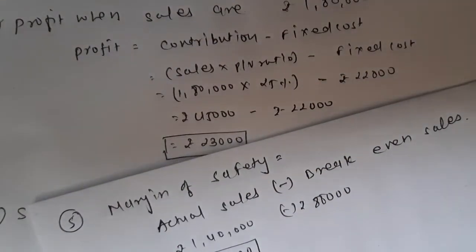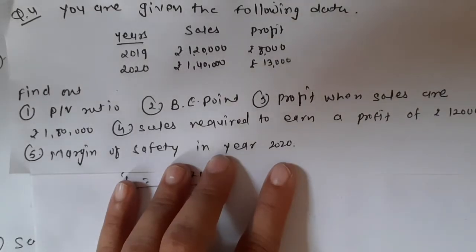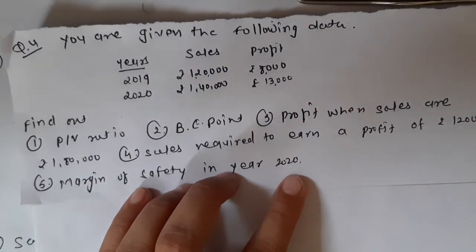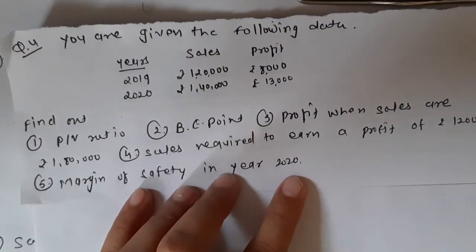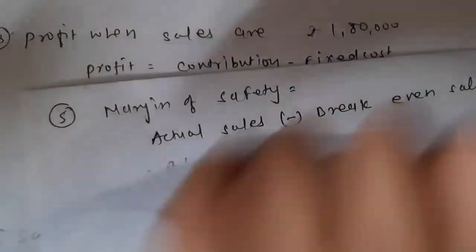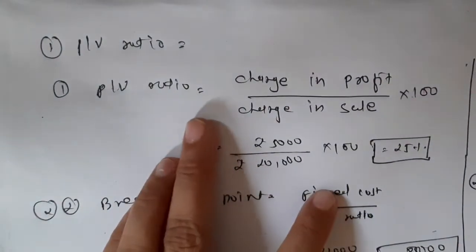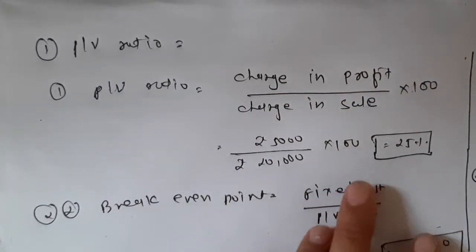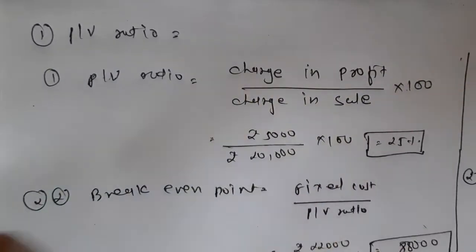Okay. Now we again see the question and answer for better understanding. In the question they give the sales and profit for 2 years, and on the basis of that, we have to find the PV ratio. So first we find the PV ratio. For finding PV ratio, we use the formula of change in profit and change in sales, and then we find the PV ratio is 25%.